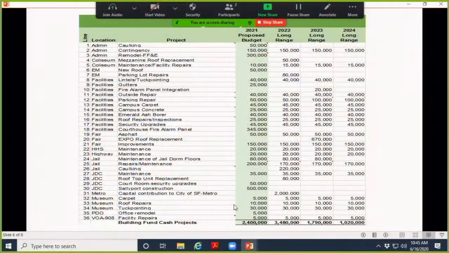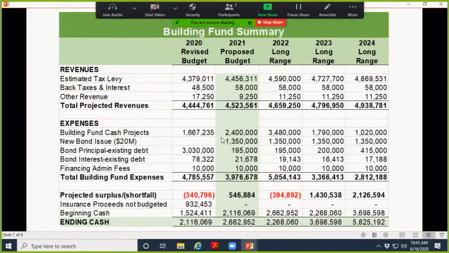Okay, here's the project list. So for the 2021 proposed budget, are there any concerns or particular line items that anybody wants to visit about? Madam Chair, I really feel like our building committee and our facilities director have things under control. I would tend to agree. Anybody else have any other comments?